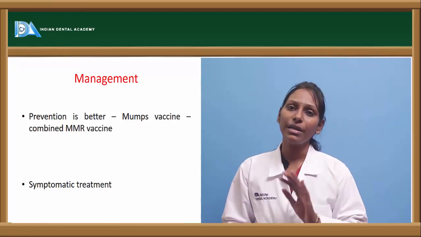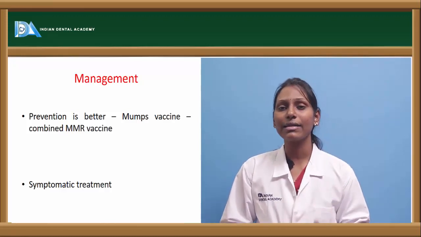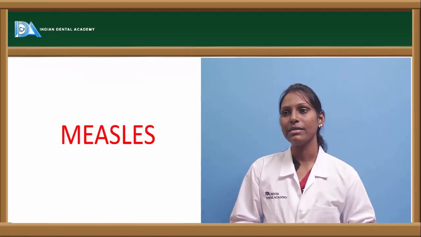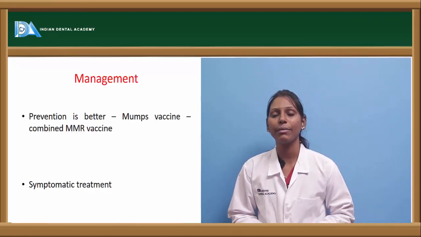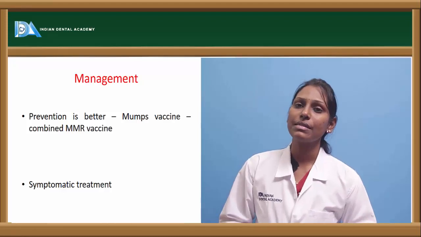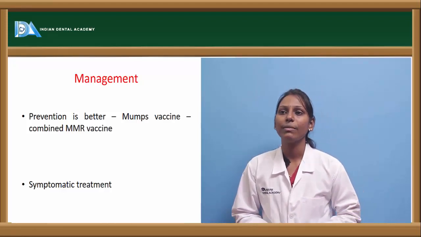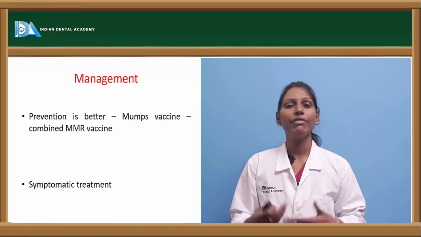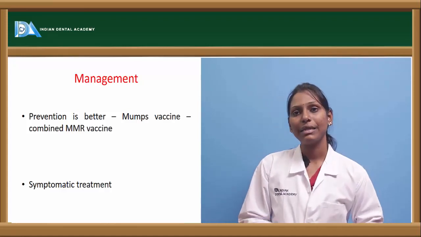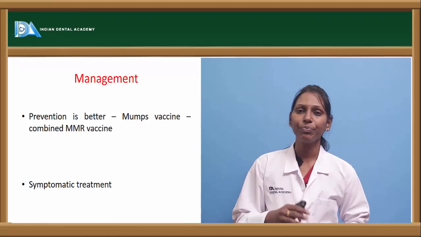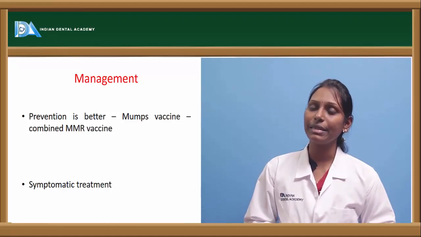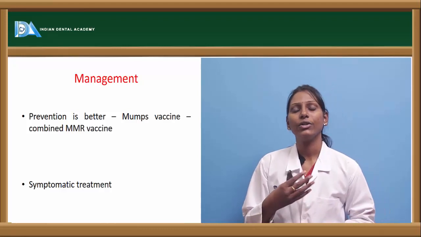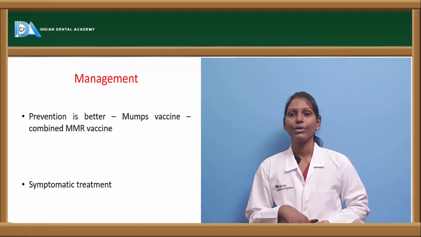Coming to the management, MUMPS prevention is better than cure in any condition. It is also similar in case of MUMPS. Early vaccination in infancy, that is in childhood itself, with MMR vaccine, which is a combined vaccine for MUMPS, measles and rubella, will be helpful in preventing MUMPS. However, if it has occurred, then symptomatic treatment is advised. As it is a viral and self-limiting disorder, symptomatic treatment like analgesics, paracetamol, and to reduce the fever, antipyretics can be used.